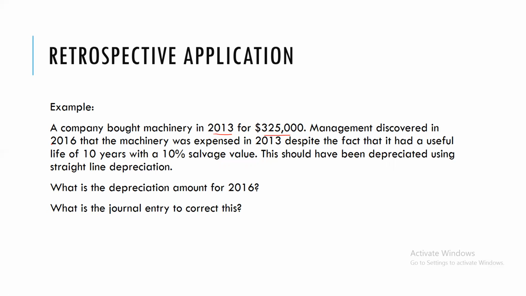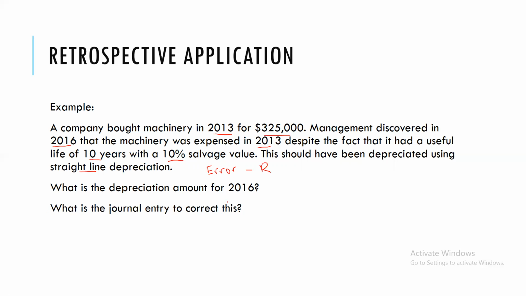Management discovered in 2016 that the machinery was actually expensed in 2013, despite the fact it had a useful life of 10 years with a 10% salvage value. This should have been depreciated using straight line. So they expensed the whole, full 325 when they should have depreciated it over 10 years with a 10% salvage value. So first thing you need to figure out, what type of change is this? So they did it wrong. So this is an error, and errors are always dealt with retrospectively.